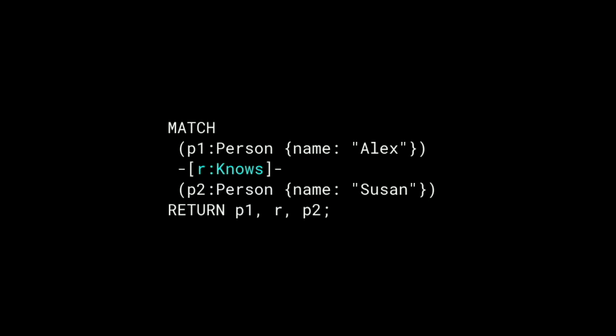Let's say that Alex is planning a party and would like to invite his closest acquaintances. Here we omit the query for the person's name property so we can match any person that Alex directly knows.